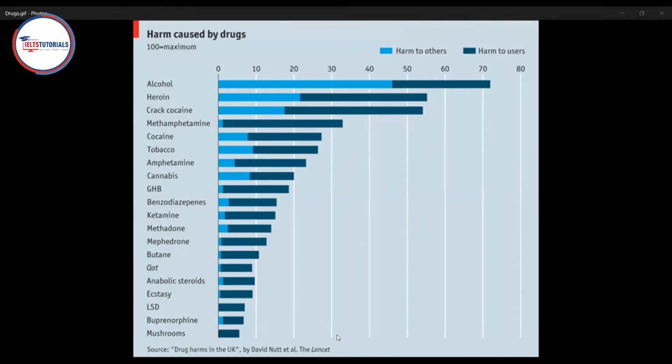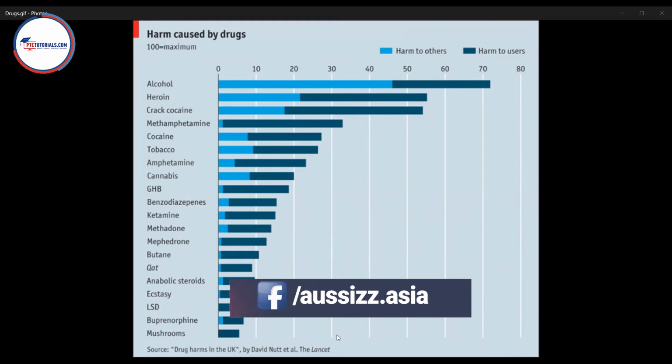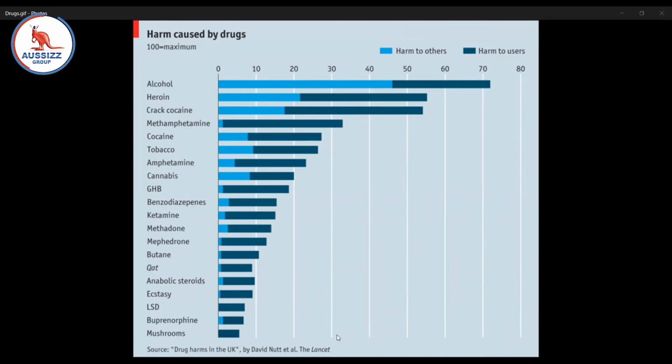The given horizontal bar graph shows the data on harm caused by various drugs. On the left hand side, various drugs are mentioned, which include alcohol, heroin, butane, LSD, mushrooms, tobacco, GHB, ketamine, and so on. On the top, the scale starts from 0 on the left, and at the gap of 10, it is up to 80. If I closely observe the image, I can see that the legend shows two types of data. The lighter shade represents the data of harm to others, whereas the darker shade depicts that harm is to the users.